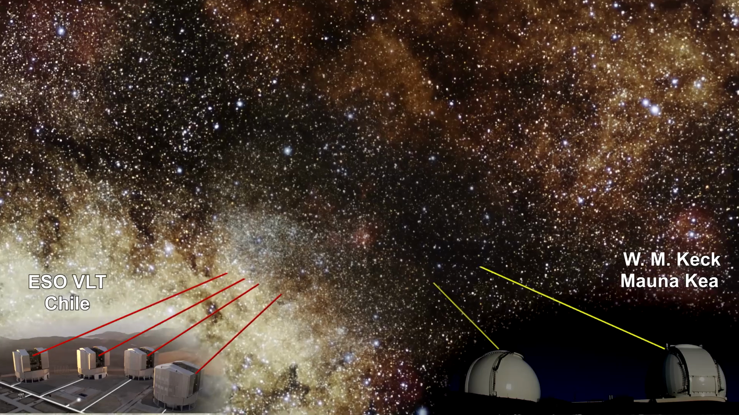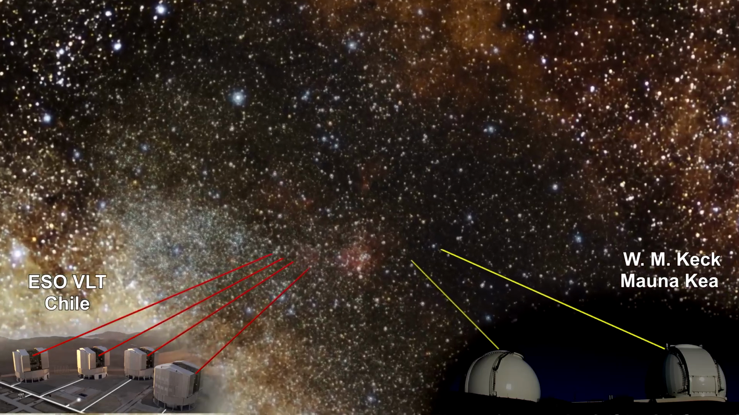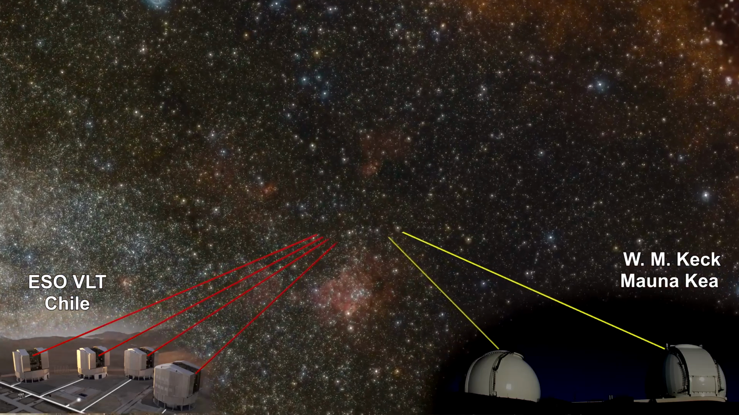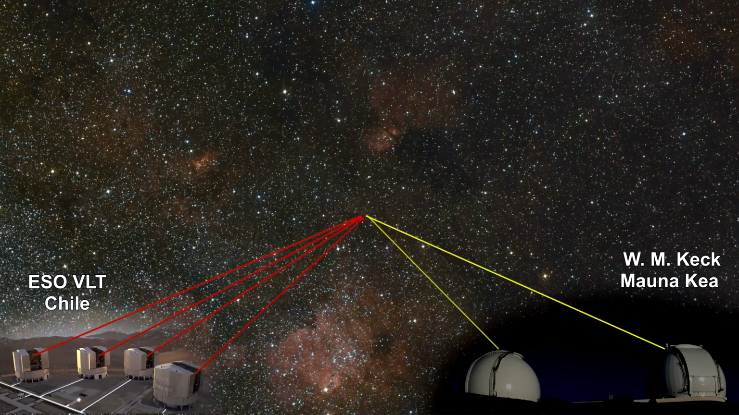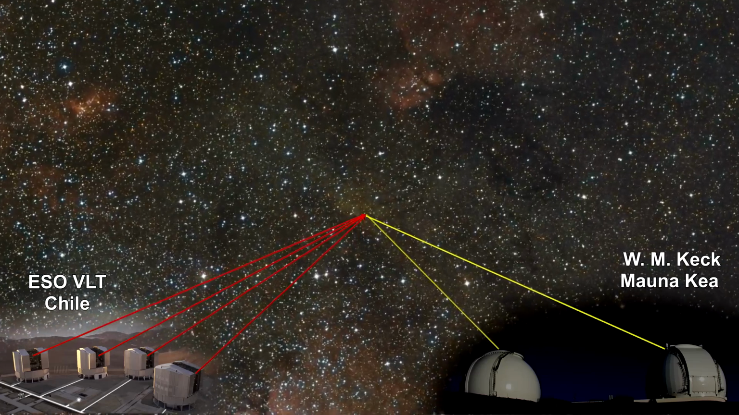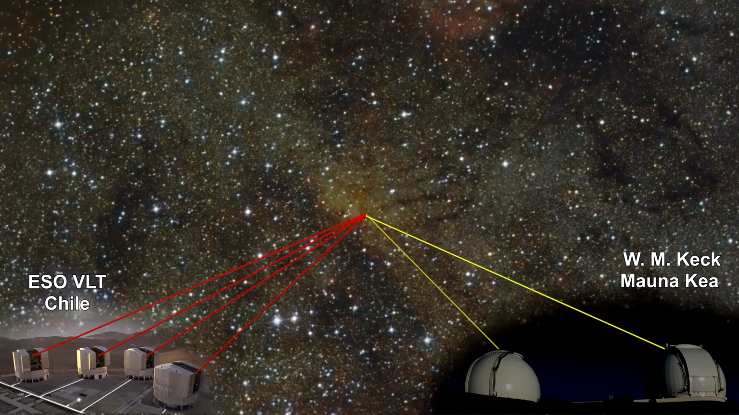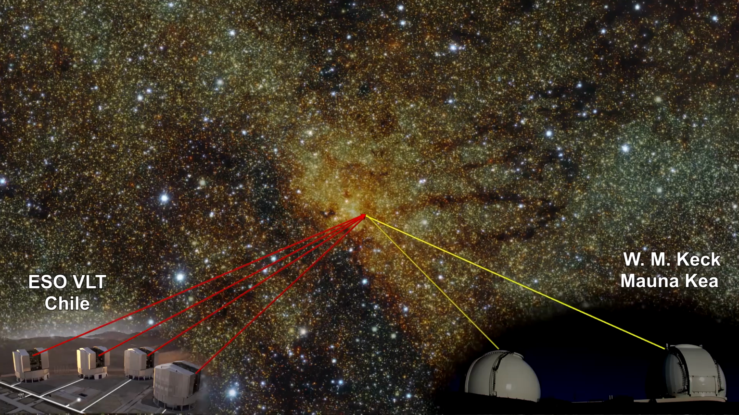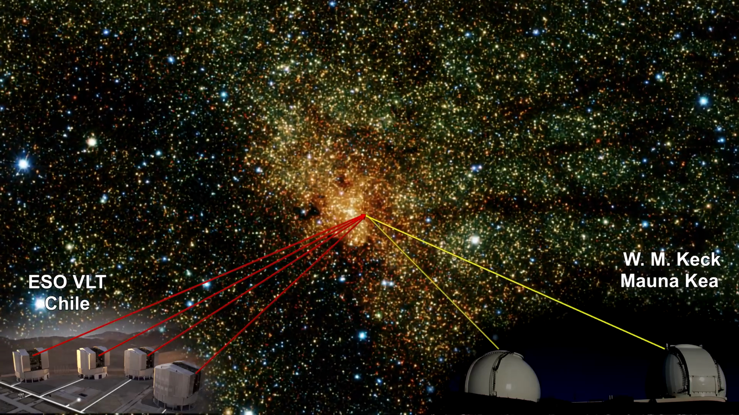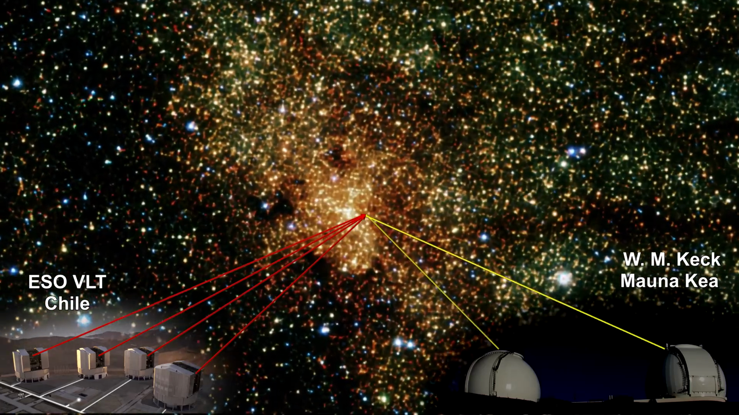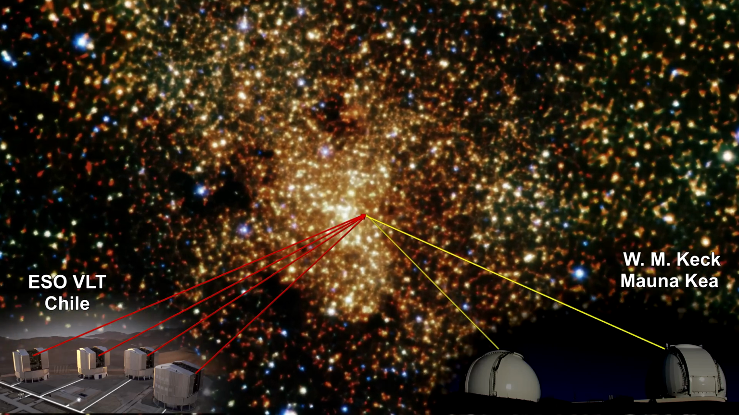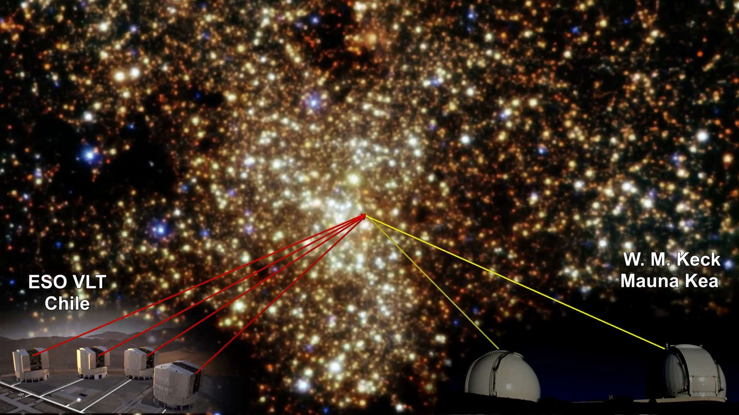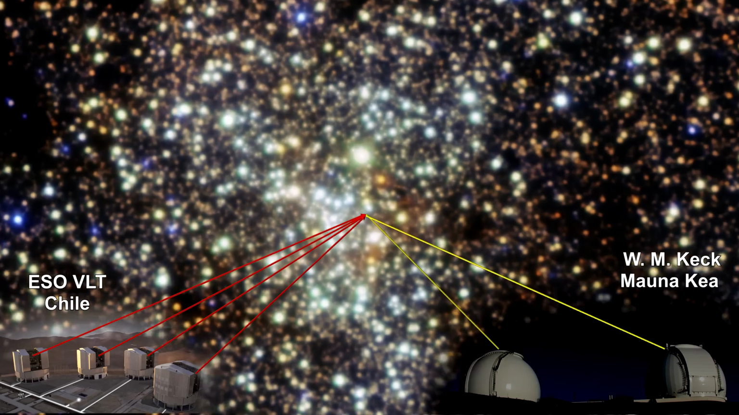The UCLA Galactic Center Group, along with the Keck Observatory on top of the Mauna Kea volcano in Hawaii, and the European Southern Observatory and its array of very large telescopes in Chile, and the Max Planck Institute for Extraterrestrial Physics in Germany, and many others have made dramatic progress in advancing our understanding of this critically important part of our galaxy.